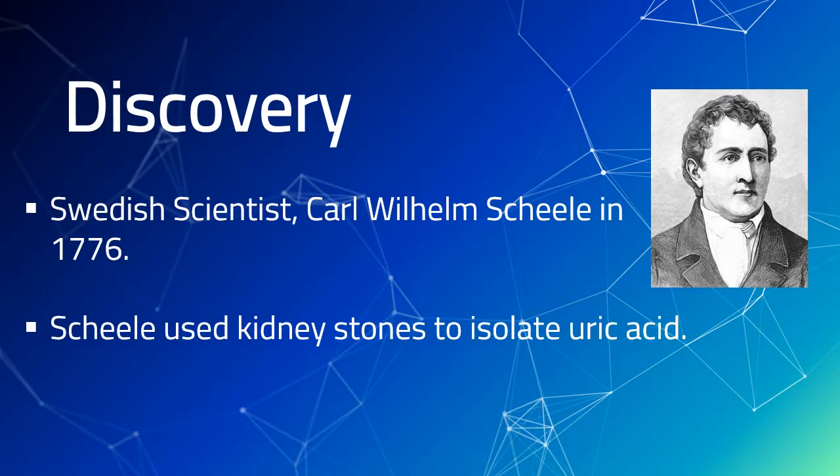So who discovered uric acid? That's a great question. This was Swedish scientist Carl Wilhelm Scheele in 1776. Scheele used kidney stones to isolate uric acid. And a fun fact about Scheele is that he independently discovered oxygen, chlorine, and manganese.